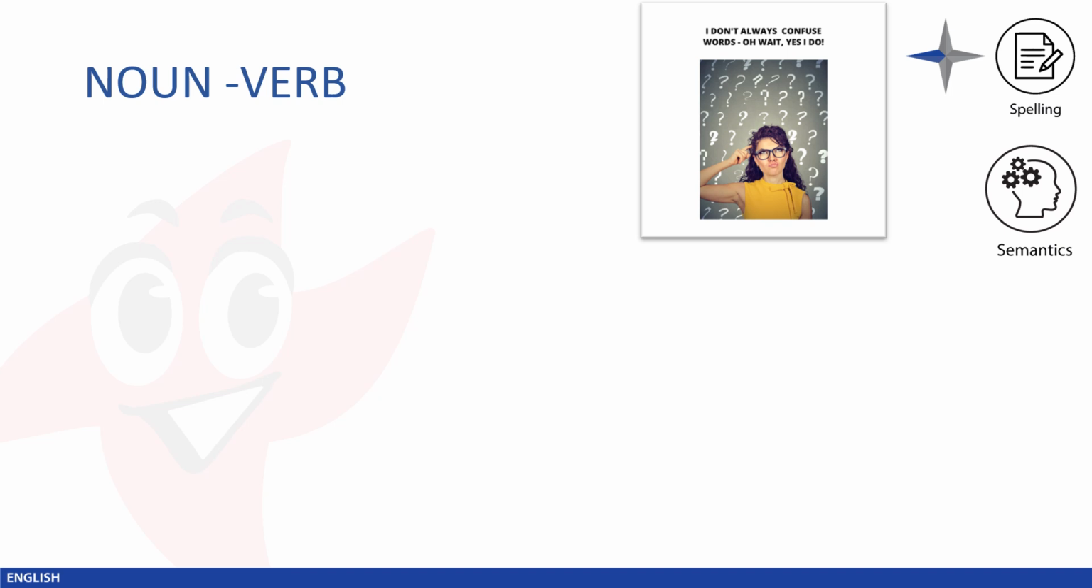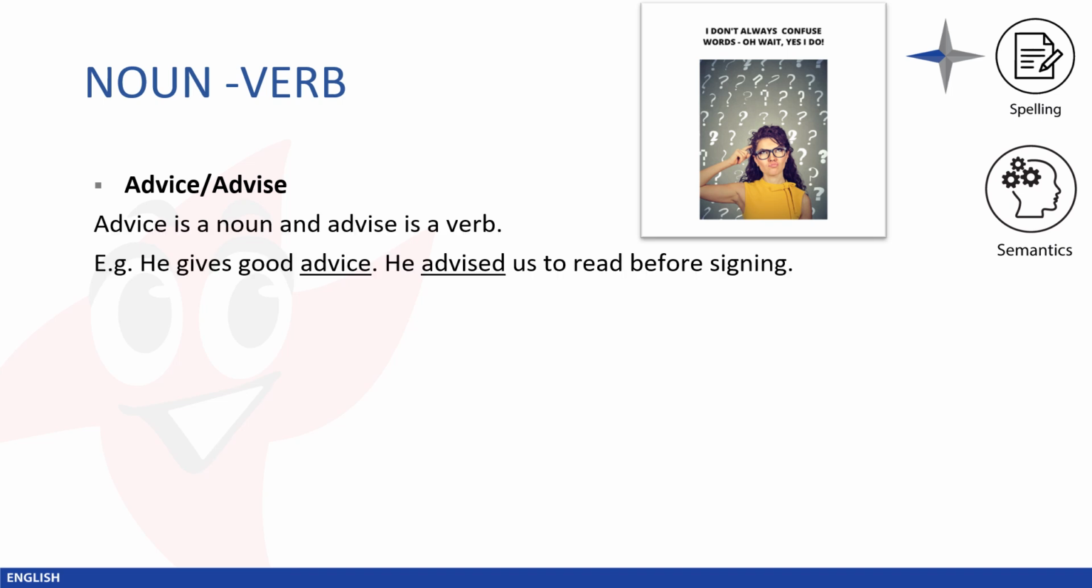Yes, let's talk about nouns and verbs that cause confusion. Okay, advice and advise, both pronounced the same, one with a C, one with an S. The C is a noun and the S is a verb. To be specific, that is in British English; American English uses a C also for the verb. He gives good advice with a C, so that's a noun, and he advised us to read before signing, it's a verb.